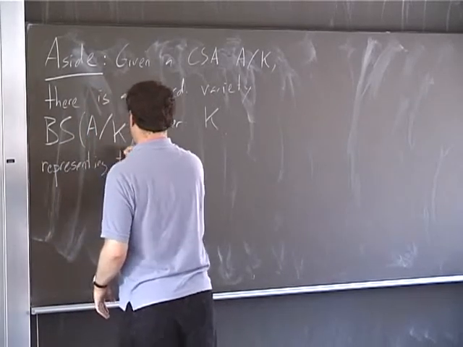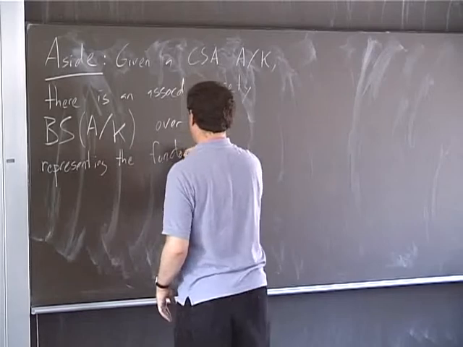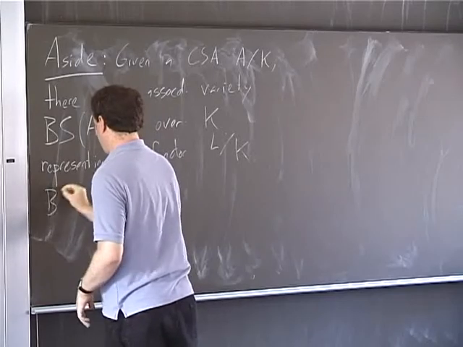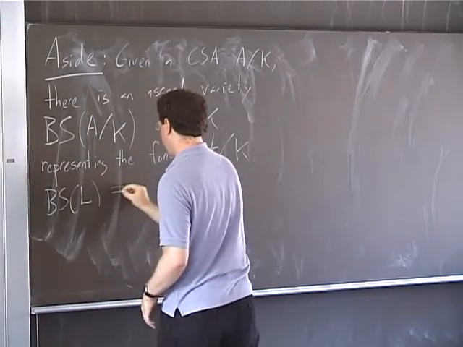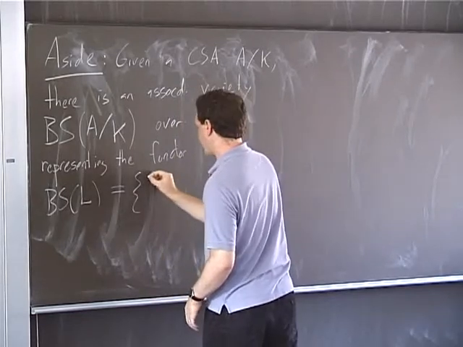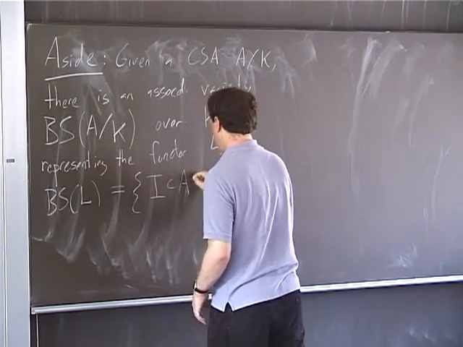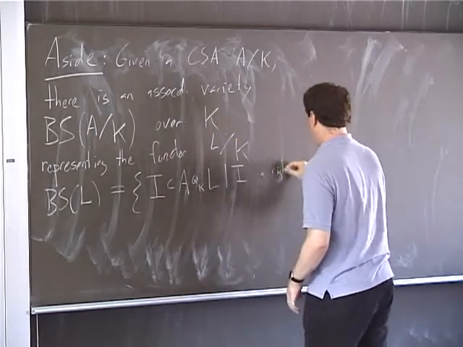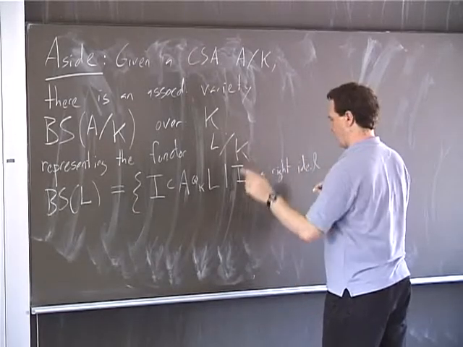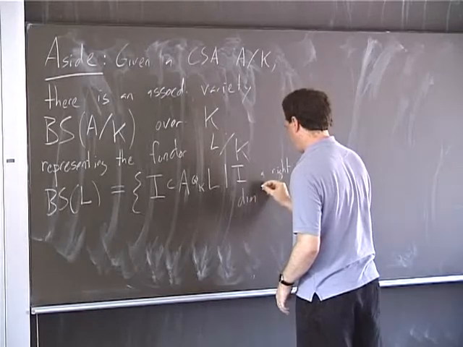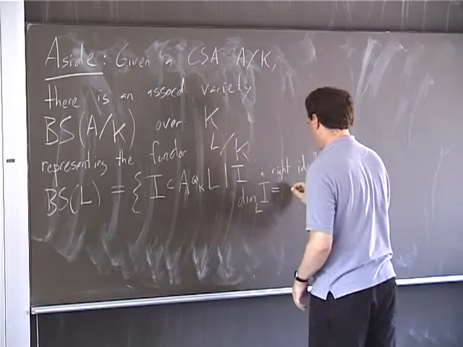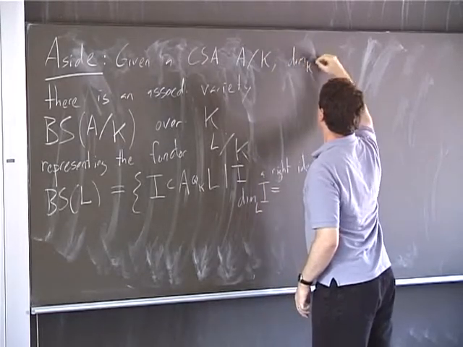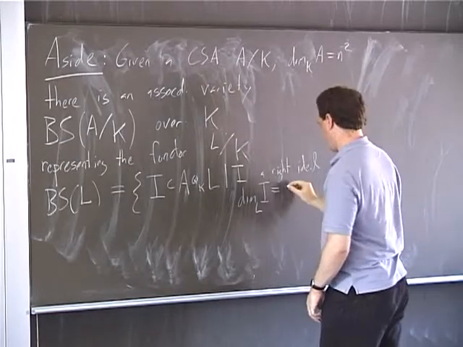So for every extension L over K, the L-points of this variety are in one-to-one correspondence with the right ideals I inside of the base change A_L, whose dimension as an L vector space is n, where the dimension of A is n squared. So you look at the right ideals of dimension n.